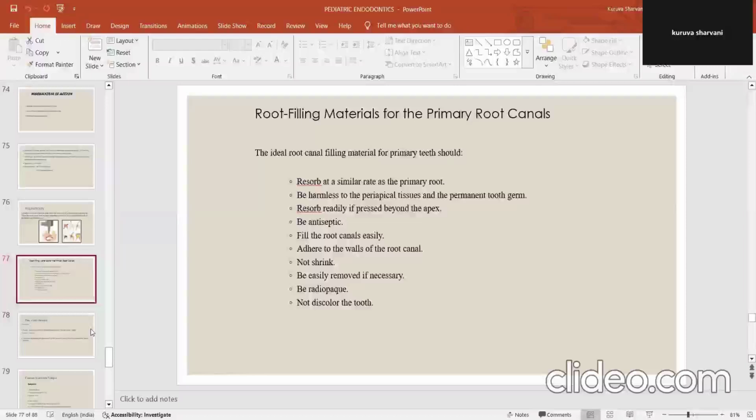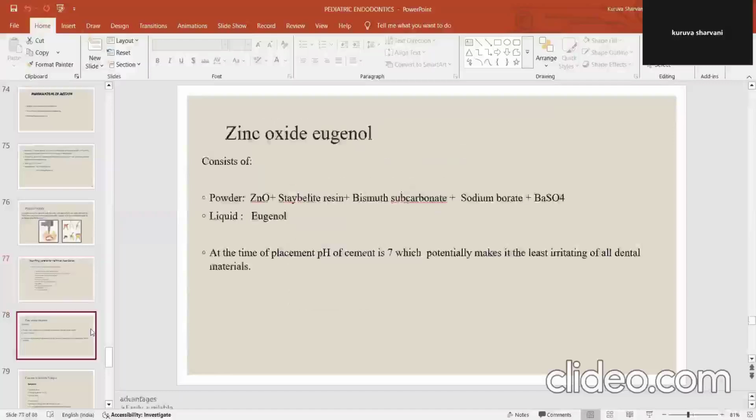Okay, coming to root canal filling materials. It should be resorbable, radiopaque, antiseptic, and it should not shrink. It should not discolor the teeth. It should not affect the surrounding periapical tissues. Coming to zinc oxide eugenol, it is the gold standard material we are going to use.